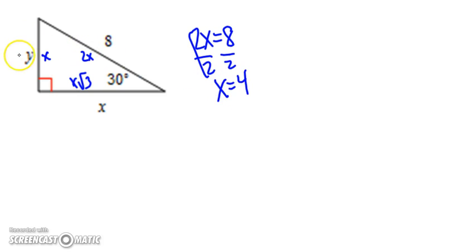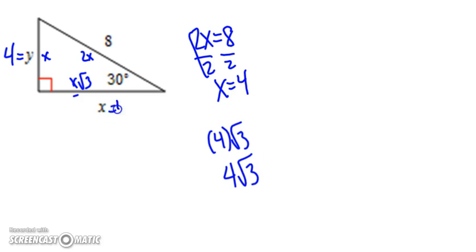So over here, it may look weird because we're talking about the variable y, but the side we label x is going to be 4 units. Okay, now we're just going to take that 4, and we're going to plug it into this x here, multiply it by radical 3, and just get 4 radical 3. Okay, so our answers are y equals 4, x equals 4 radical 3.